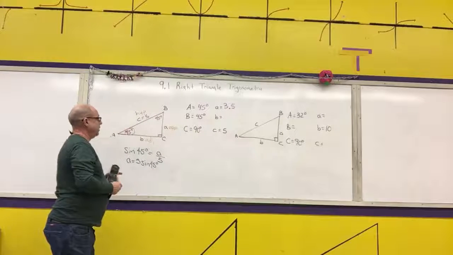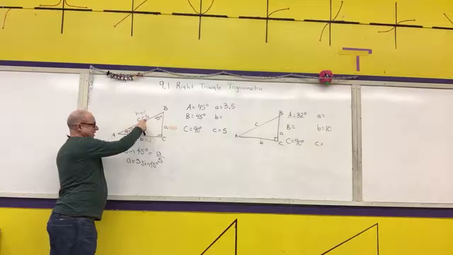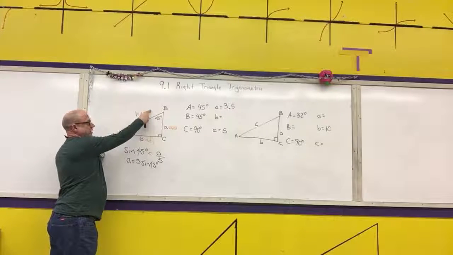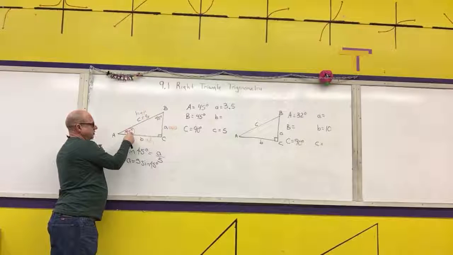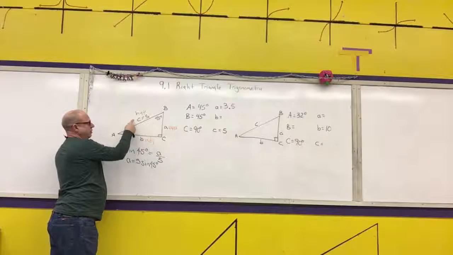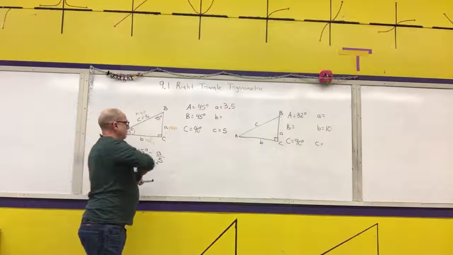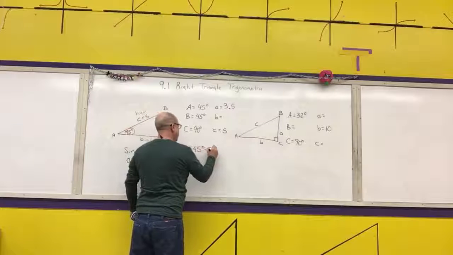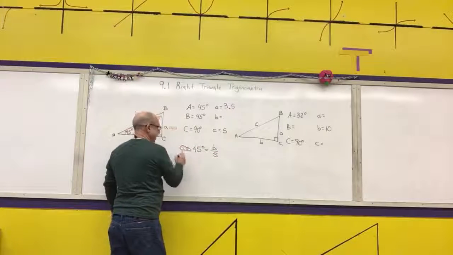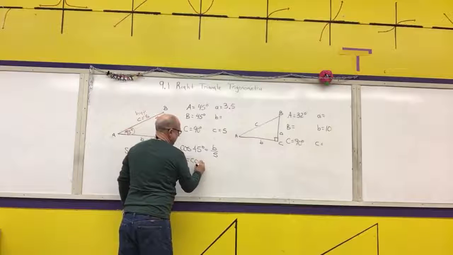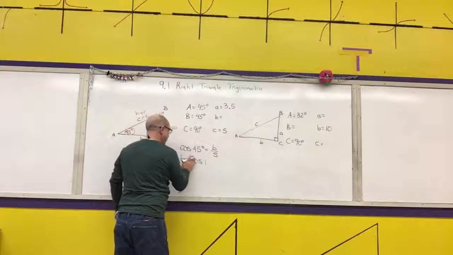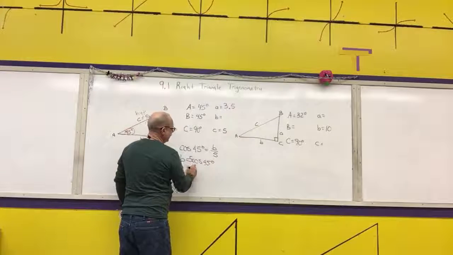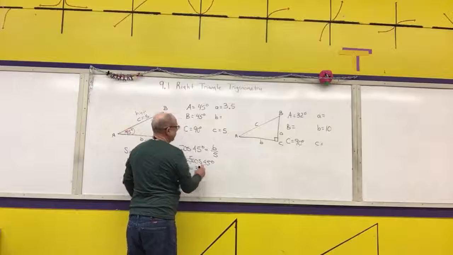So I'm going to do the same thing. I was given C, I want to know B. What trig function has adjacent and hypotenuse in it? That would be cosine. So I know the cosine of 45 degrees is B over 5. Multiply both sides by 5. Forgot the 5. Stick it in your calculator, and again you get approximately 3.5.